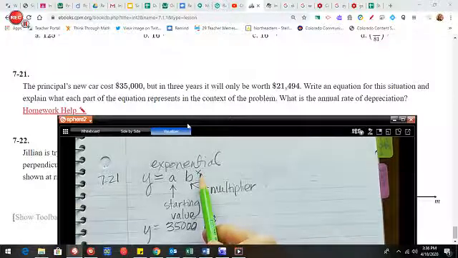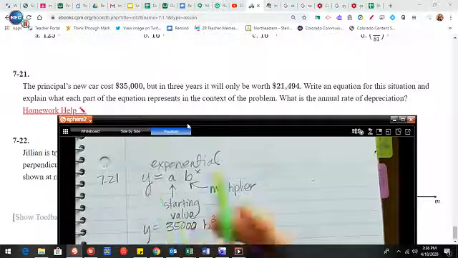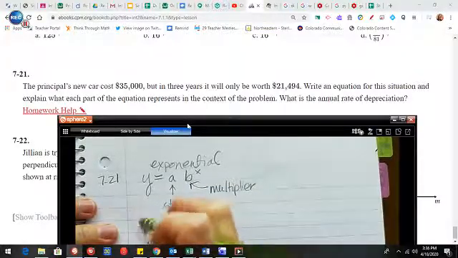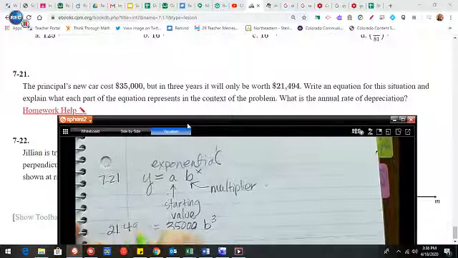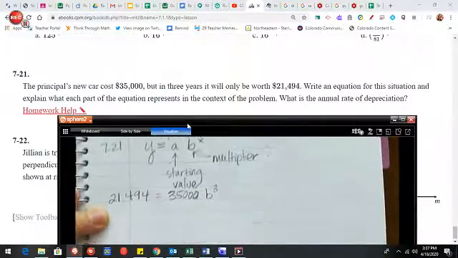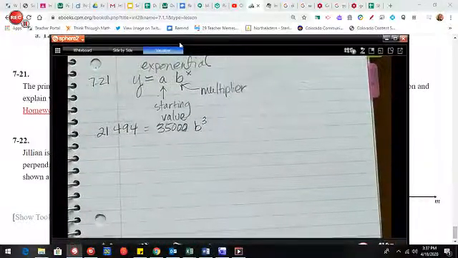This is my independent variable, which is usually time, and this is my dependent, which is the value of whatever I'm talking about. So 35,000 times b to the third is equal to 21,494. After 3 years, the value is down to this amount. So we have an equation with one variable. One variable means one solution.